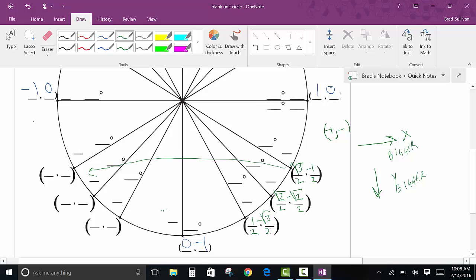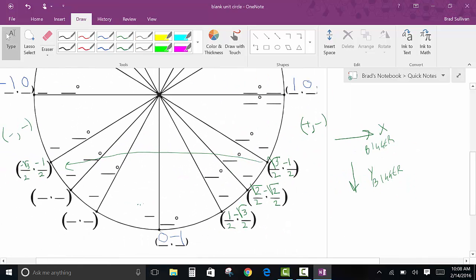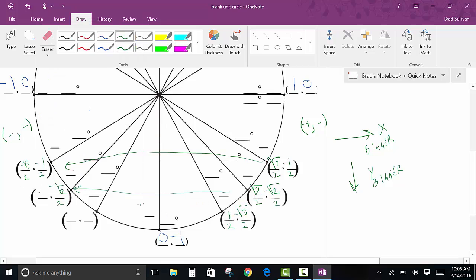So this point is going to have exactly the same y value. The x value is just going to be negative, because now if you're in quadrant 3, you have a negative x and you have a negative y. And if you take this point and move this over like this, that point's going to move over here. Again, you're going to have exactly the same y value, but the x value is now negative because of where you are in this. Okay, so that's negative square root of 2 over 2.